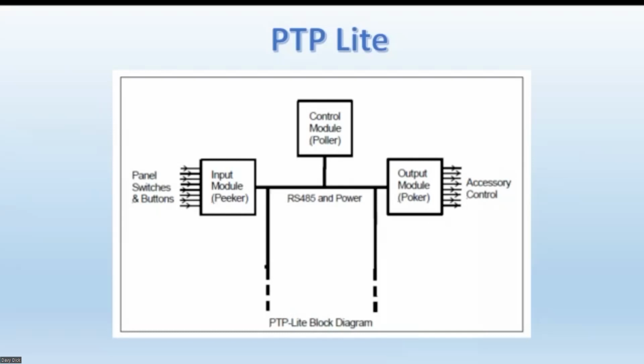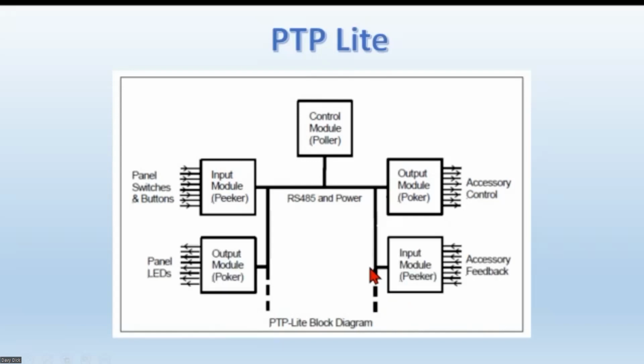Starting with peer-to-peer light, it works on the basis, again, of having a bus wire running around the layout, and of course 12-volt power, which most layouts have as a bus anyway. It's got an input module, an output module, and a control module, which communicates with both of them. The dotted lines mean you can add on extra inputs and extra outputs. Peer-to-peer light can be extended that way.